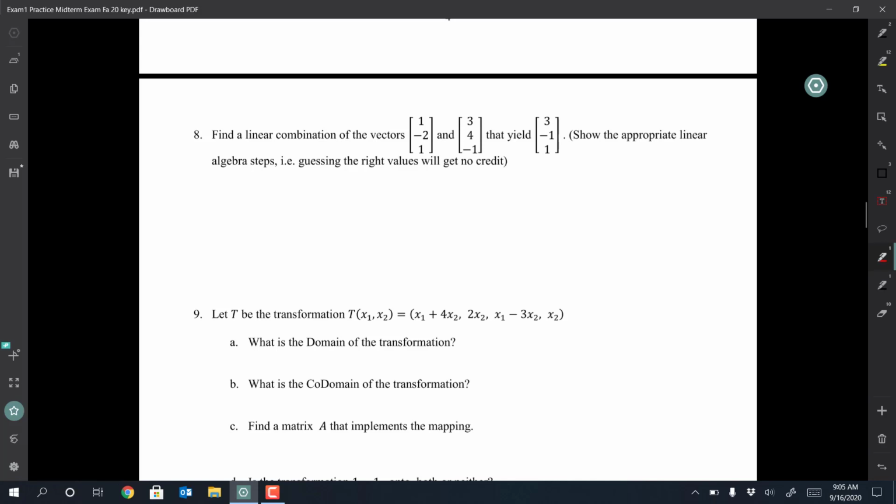All right, so finding a linear combination means finding some number times the first vector plus some other number times the second vector that will somehow yield this last vector. So if I can solve this vector equation, I will have found a linear combination of these vectors that yield the last vector. So all this is really saying is solve the vector equation. How do I solve that? I generate the augmented matrix and I do my row reduction. So my augmented matrix is going to look like this.